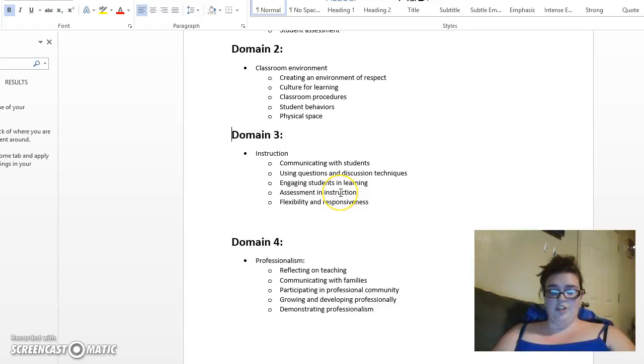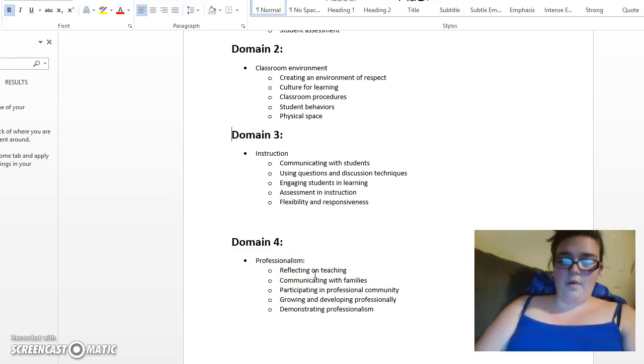And then assessment and instruction, and flexibility and responsiveness in your classroom. You need to have flexibility in your class because it's a response to your students, or you need to have flexibility because you have to be flexible with your lessons. And then responsiveness, you have to be responsive to your students or they're not going to want to learn from you.